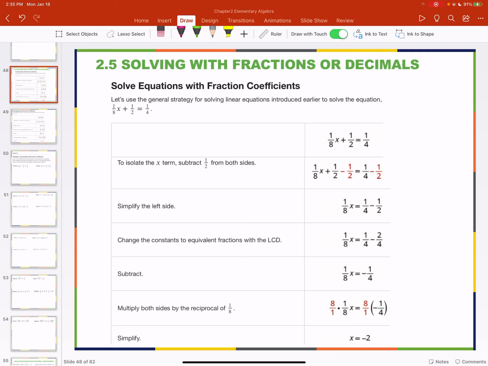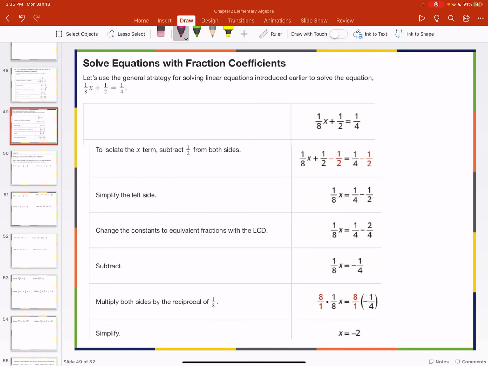Okay, so here we subtract both sides by 1/2, right? We change 1/2 to the equivalent 2/4. Then because it's the same, 1 minus 2 is -1. 1/8 comes down, and then we multiply by the reciprocal because dividing by a fraction is multiplying by the reciprocal.